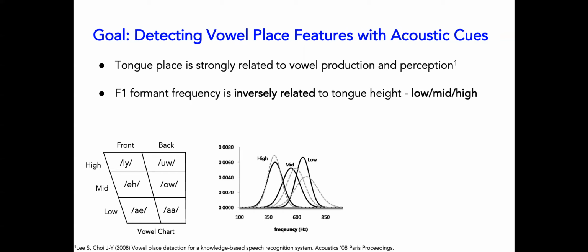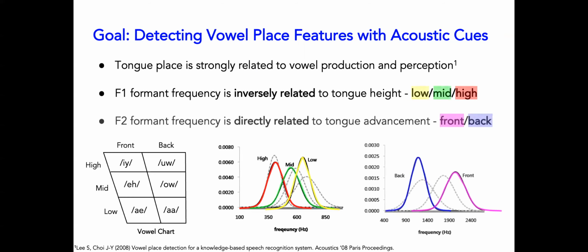A Gaussian probability distribution can be associated with each label. The red curve shows how high labels have small expected F1 frequency, while the yellow Gaussian portrays how low labels have the largest expected value. On the other hand, the second formant has a direct relationship with tongue advancement.